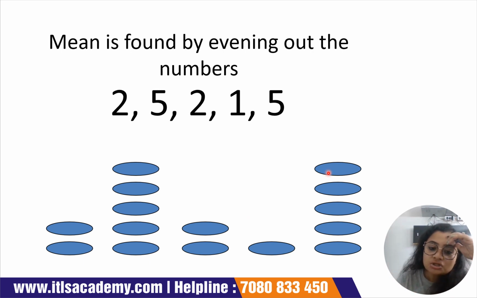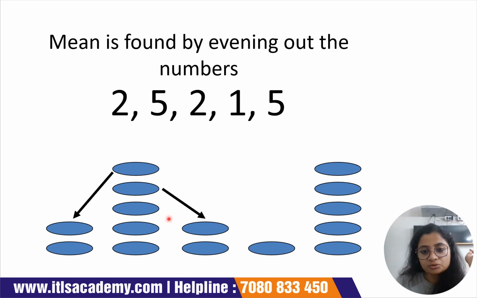Okay. So what we are doing over here, let's see. From this second number, that is 5, we are taking one over here to the 2. So it's becoming 3. And another one we are taking over here to the next 2. So it's also becoming 3. Next what we are doing, from this 5 we are taking 1 over here to this 1. So it's becoming 2.